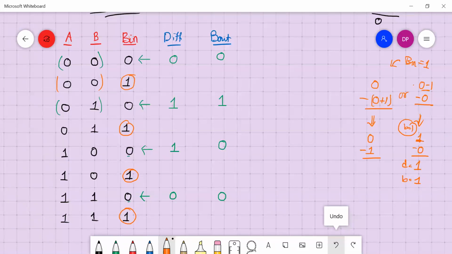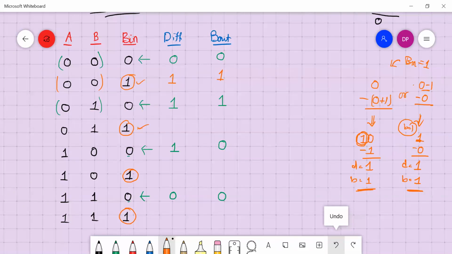And do it in this way. 0 minus 1. Is it possible? No, it's not possible. You have to borrow a 1. Okay. So it is 2 minus 1. The answer difference is 1. And in order to perform this subtraction, we have borrowed a 1. Okay. So borrow will be also 1. So in any way, whichever way is understandable to you, you take that. So the answers over here will be difference will be 1 and borrow will also be 1. Okay. Right.